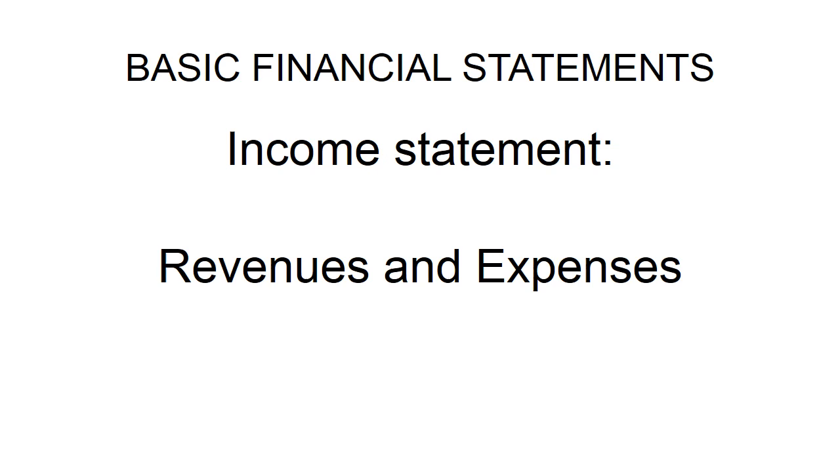Now, when we look at the income statement, it's got a summary of the revenues and expenses. So you've got the revenues that are coming in, you've got the expenses going out. When the revenues are greater than the expenses, we'll have net income. When we have expenses that are greater than the revenues, we've got a net loss. And when they balance each other out, then we've got a break even, right?